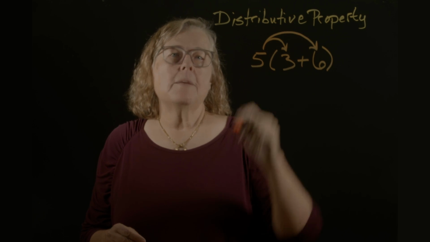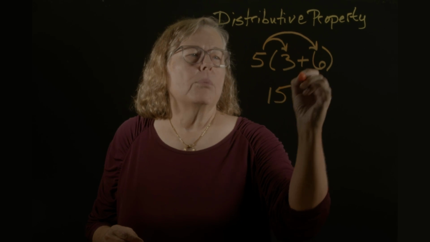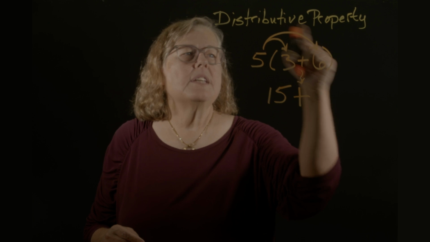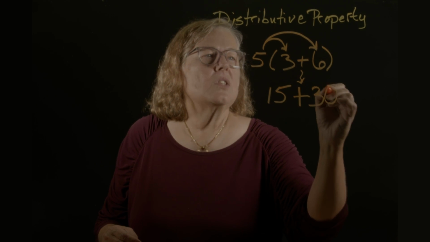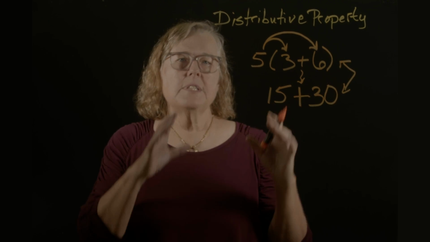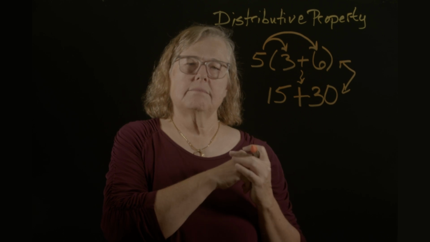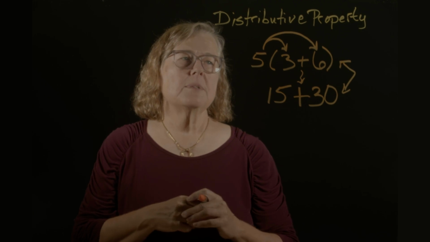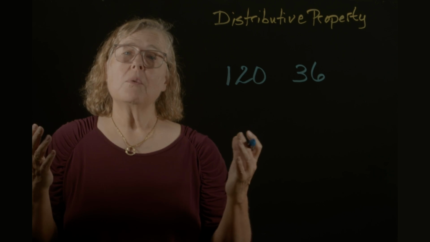So what is 5 times 3? It is 15. Nice job. Bring down that plus sign. What is 5 times 6? It is 30. And so again, these are exactly the same. 5 times 3 plus 6 is the same thing as 15 plus 30. Okay? All right. We're going to try one more using upside down division to practice the other direction, and then we'll be done. All right, one more example.